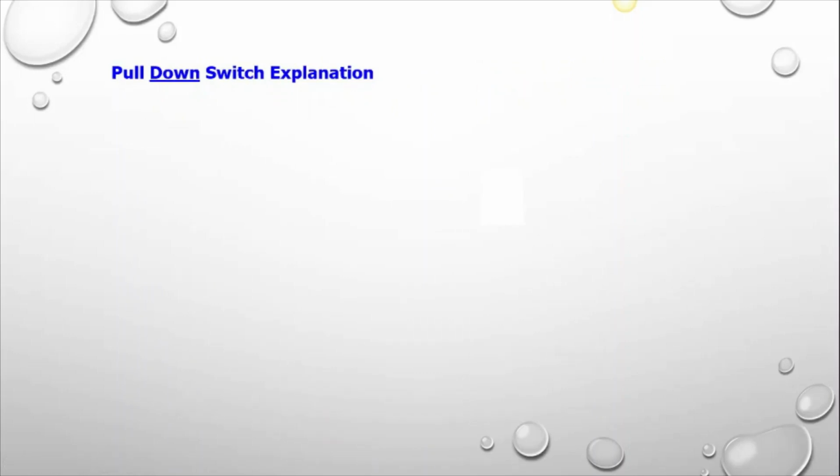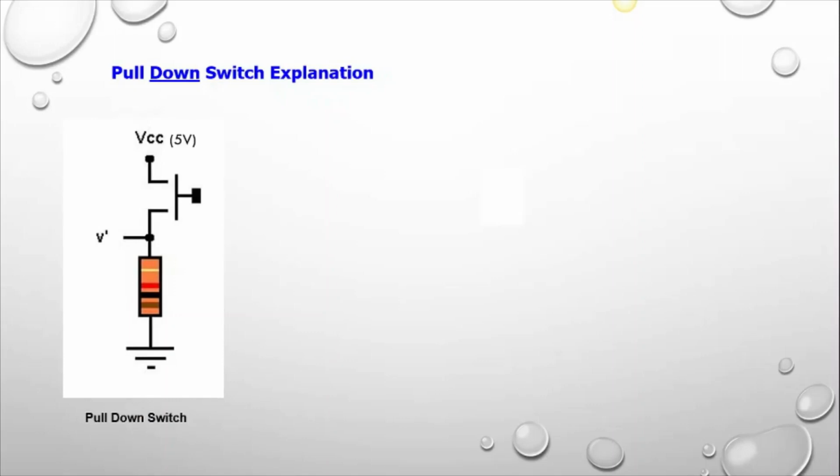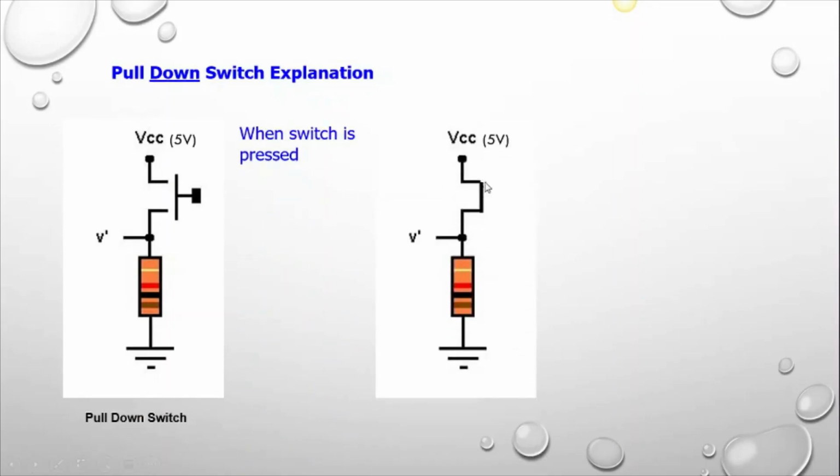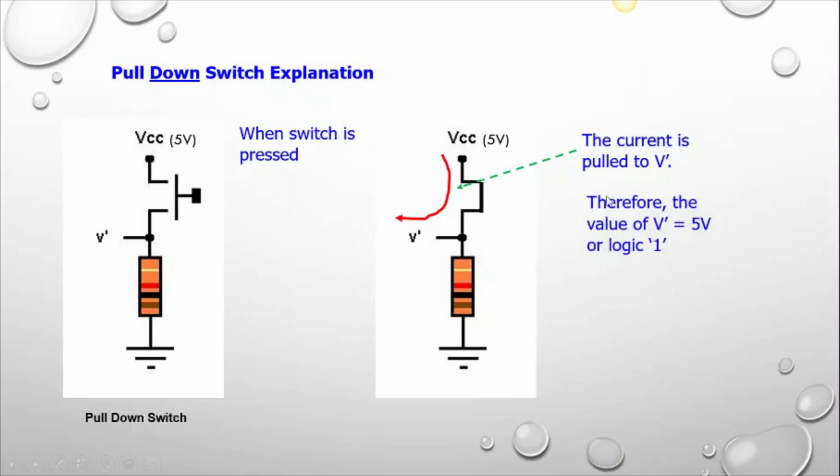During the pull down switch explanation, this is the switch. When you press this switch, it will close the circuit, and then the current will flow in this direction. Therefore the value of V node here, which is your output value, is 5 volt, or logic 1 appears.